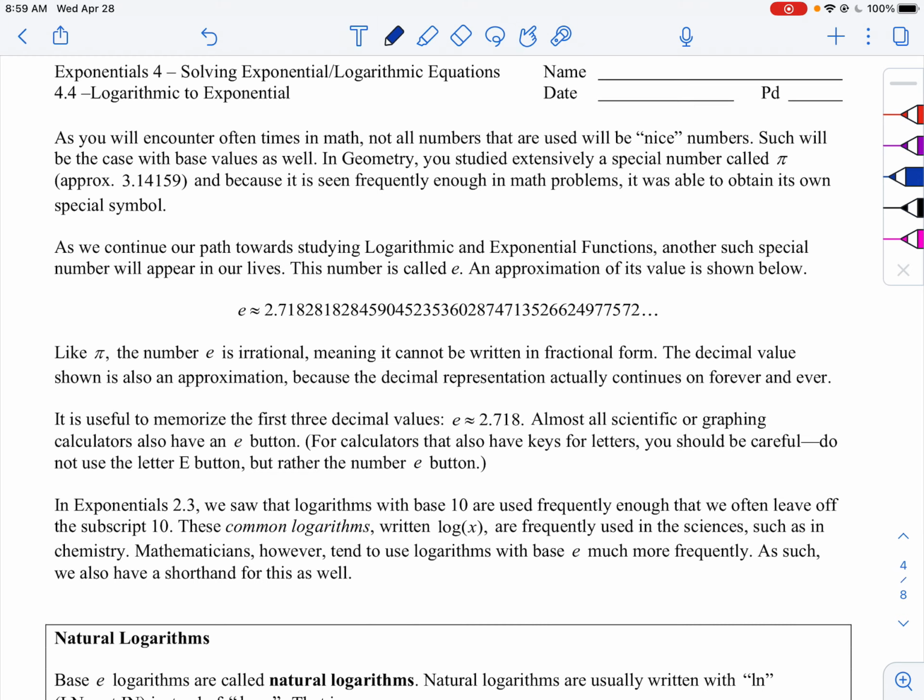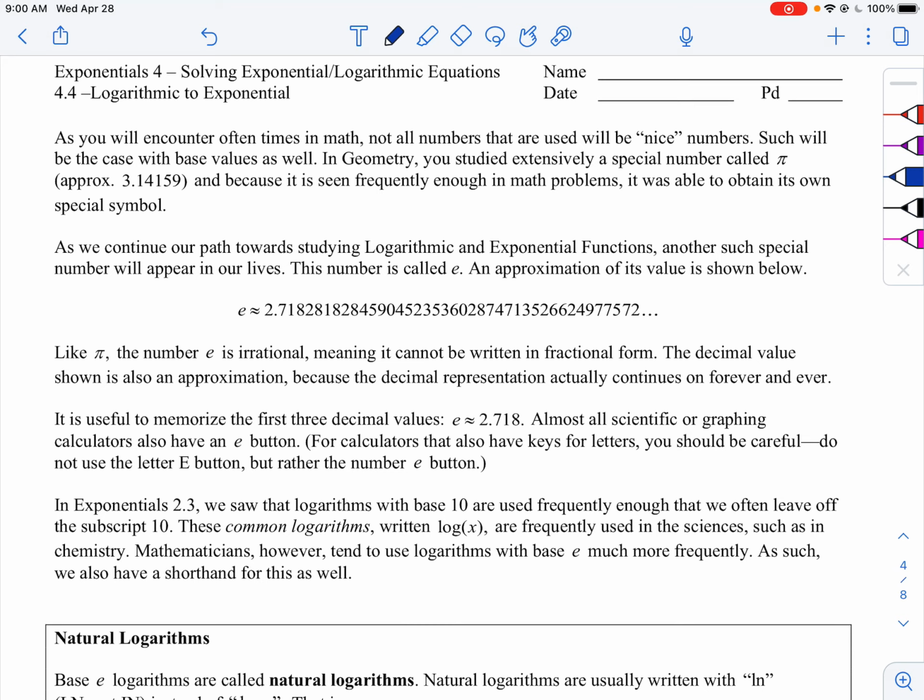In geometry, you studied extensively a special number called pi. And we all know that the equivalent number of that is 3.14159 and so on and so on. Right? And because it is seen frequently enough in math problems, it was able to obtain its own special symbol.